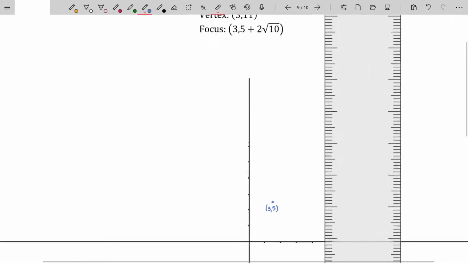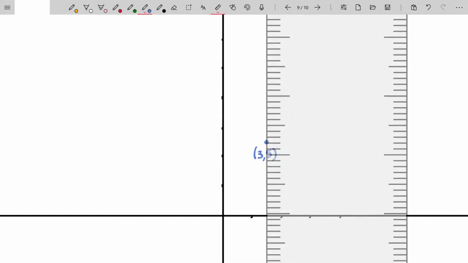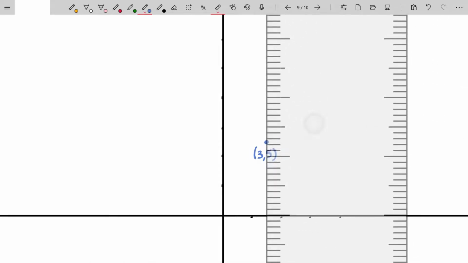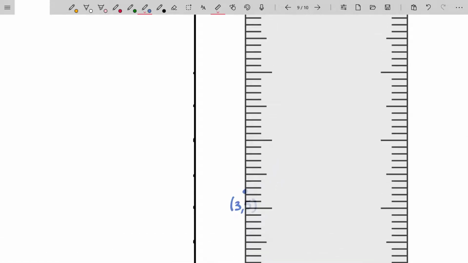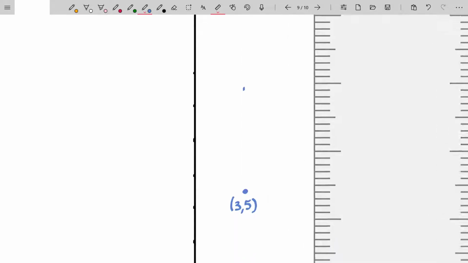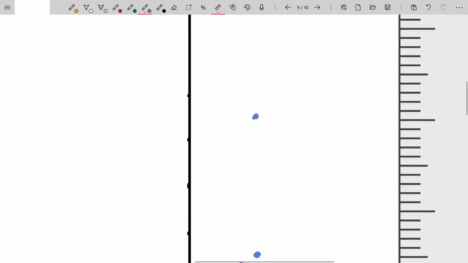Now let's see what else we have. We have a vertex at 3, 11, so I'll line right back up there. 2, 4, 6, 8, 10, 12, so 11 is probably right about here. 3, 11 will be a vertex. So I'll mark that on there, 3, 11.